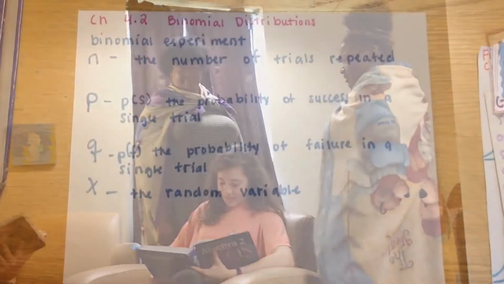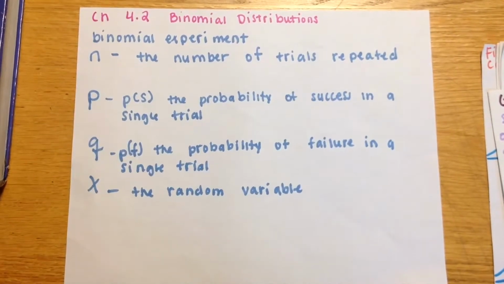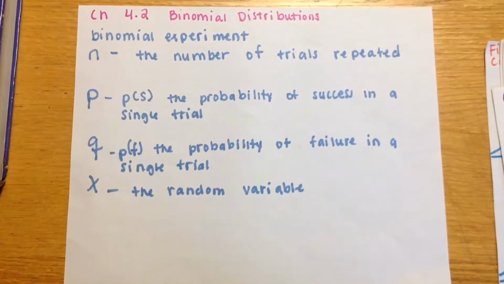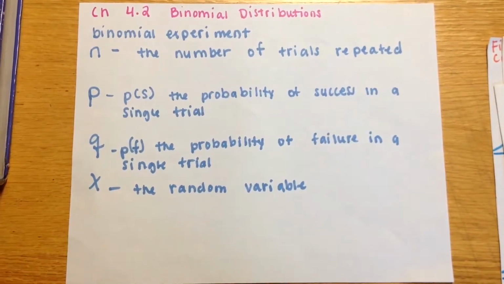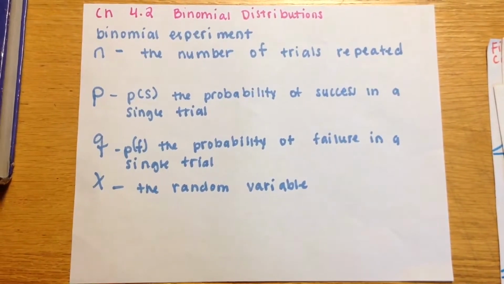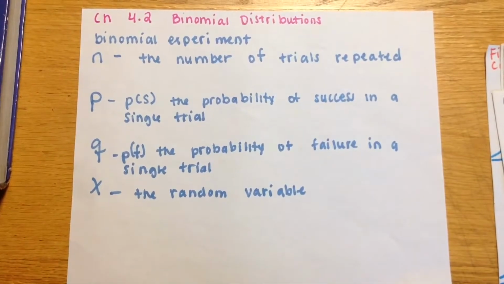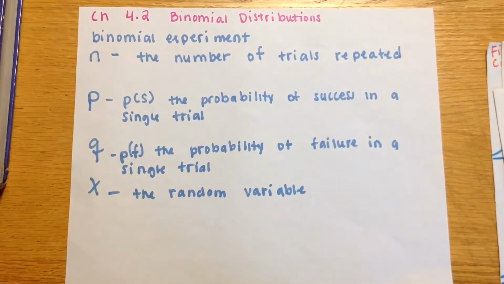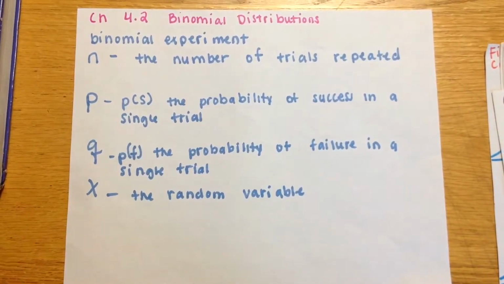Yeah, we got y'all. When solving for binomial distributions, you need to know the values of n, p, q, and x. N, the number of trials repeated. P, the probability of success in a single trial. Q, the probability of failure in a single trial. And x, the random variable.